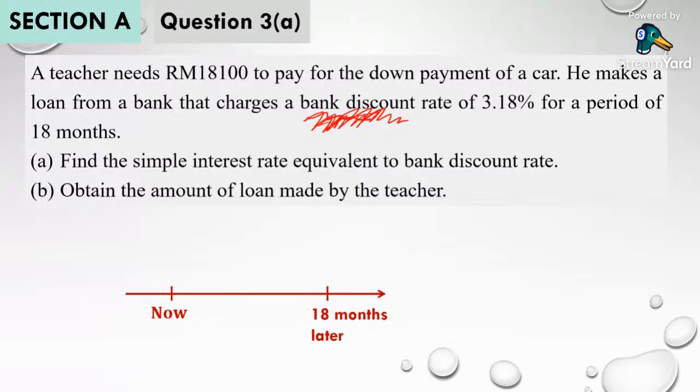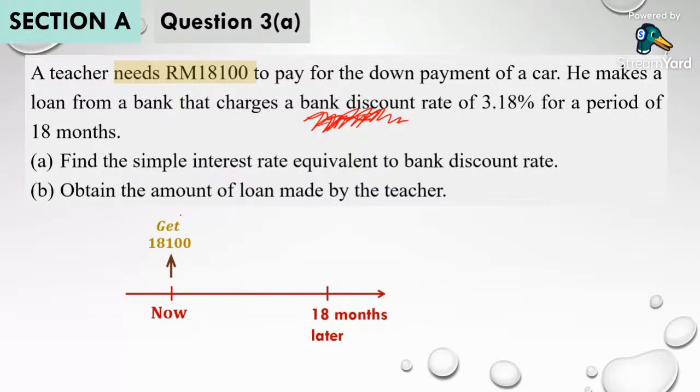In these questions, before we try to solve A and B, let us try to understand the information in the story on top. First, the teacher needs 18,100. So by right, if he takes a loan, this amount must come to his hand. He must get this amount, regardless of whatever kind of interest or discount we're discussing. But bear in mind first, this amount is the amount that he must get in his hand. Important to take notes. So this is the amount that he gets.